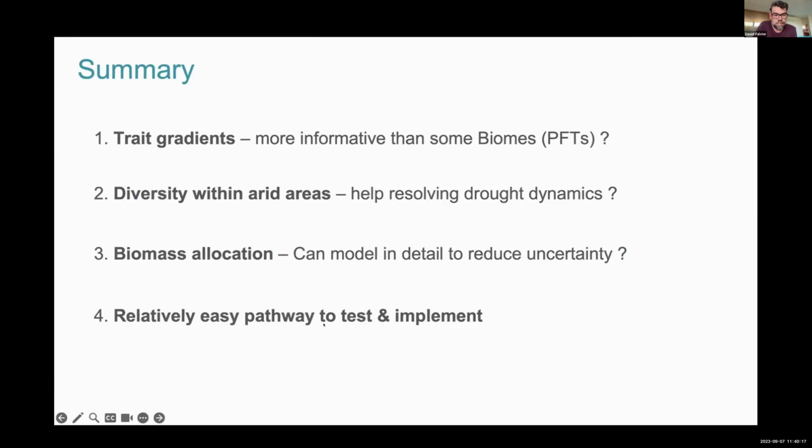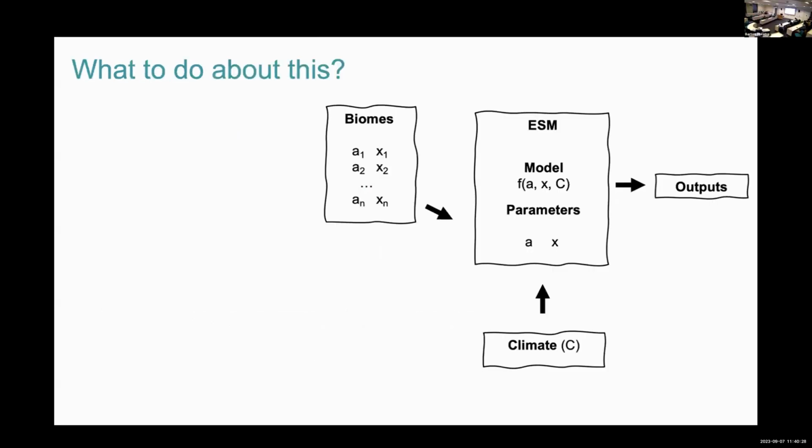And the last slide will be a possible pathway to test and implement. How am I going for time? Am I got 1 more minute? Yeah, 1 quick minute. Yeah.